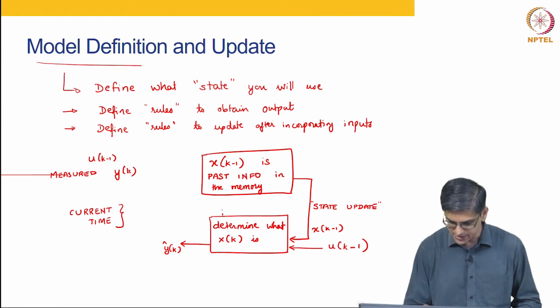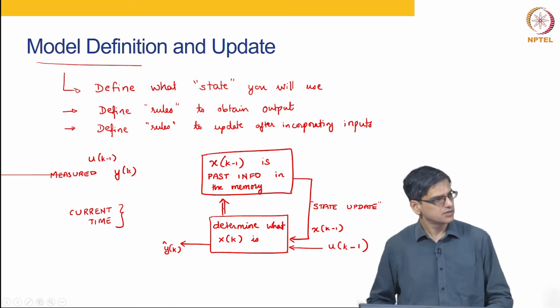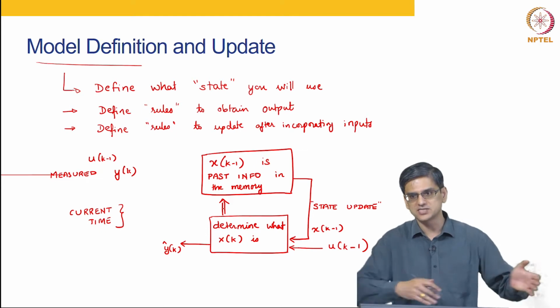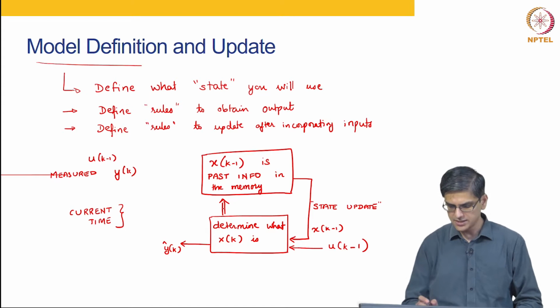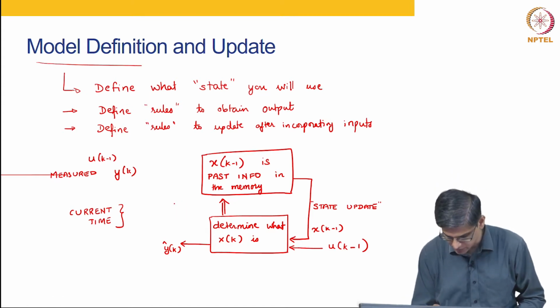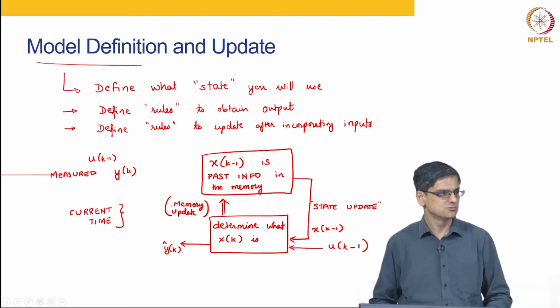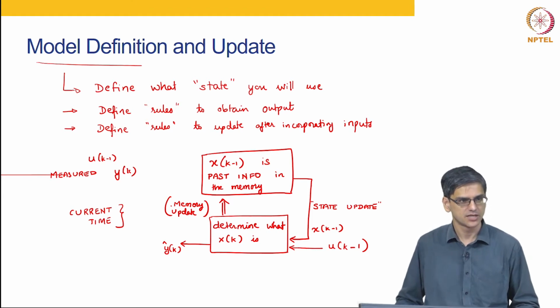This xk for the next time becomes our xk minus 1, right. So, xk becomes the past state when we have gone to k plus 1. That is just what we can call memory update. You do not have to do anything special with it. When you are writing your codes, your xk just gets rewritten. So, nothing, really, you do not need to do anything.